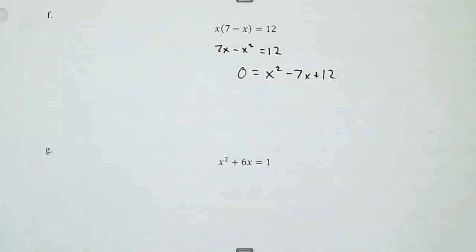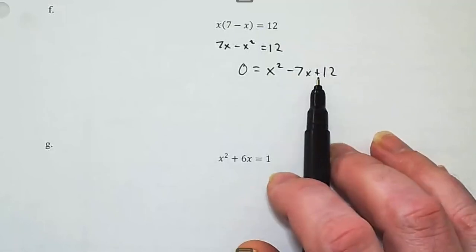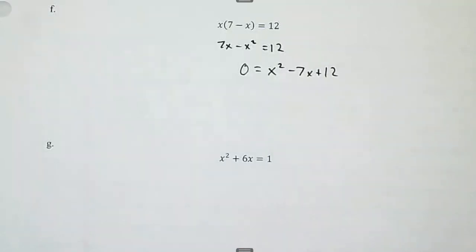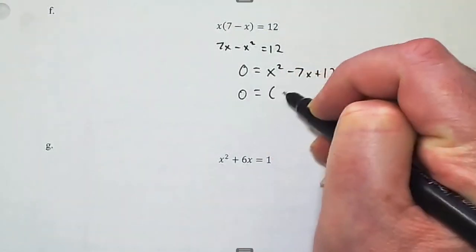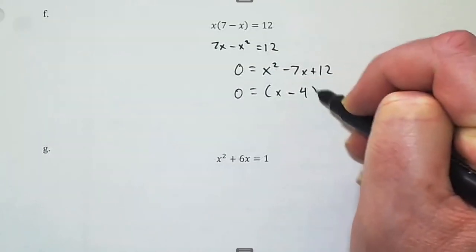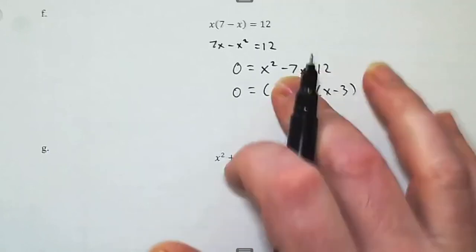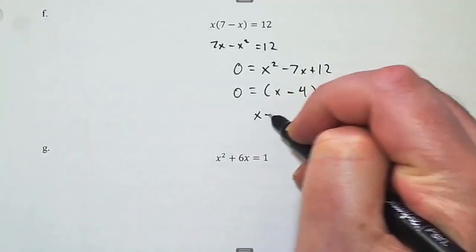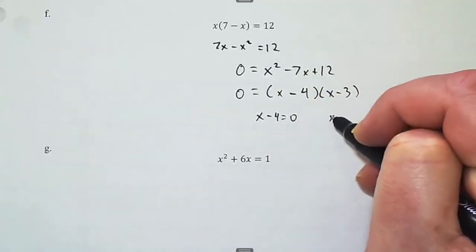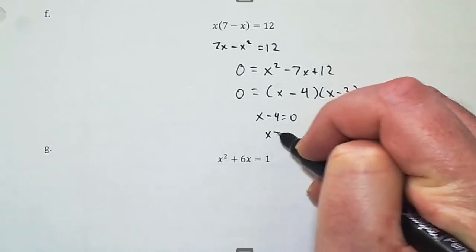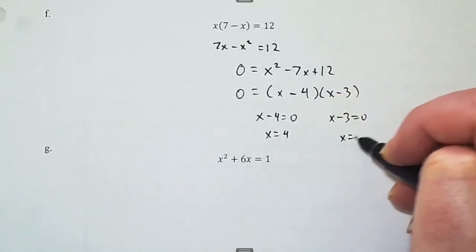Now, is there anything that multiplies to 12 and adds to 7? Well, yeah. 4 and 3. So that's so much better. They're going to have to both be the same sign because the 12 is positive. And a negative 4 and negative 3 make negative 7. So that's great. Always easier to factor. x equals 4, x equals 3.